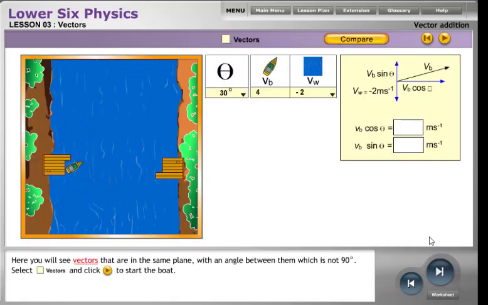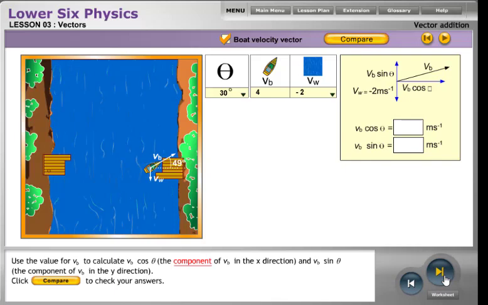Here you will see vectors that are in the same plane, with an angle between them which is not 90 degrees. Select Vectors and click Play to start the boat. Use the value for Vb to calculate Vb cos theta, the component of Vb in the x direction, and Vb sin theta, the component of Vb in the y direction. Click Compare button to check your answers.